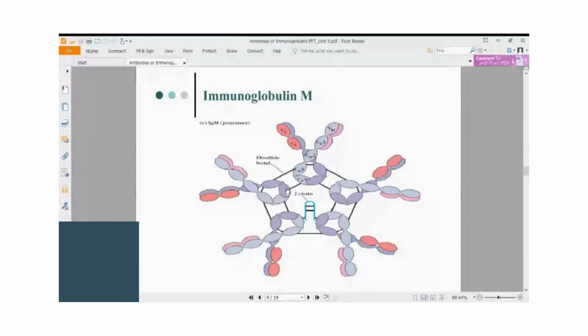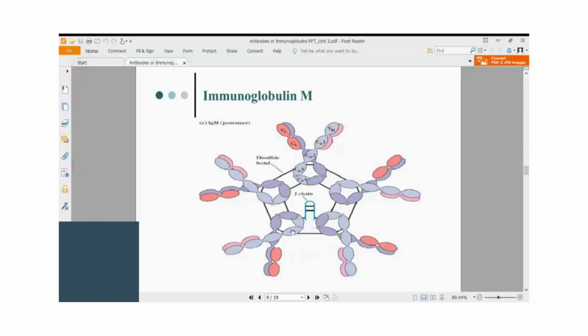Okay, so there is one J chain. What is this J chain? The J chain is the joining chain. As the IgM molecule is produced by the B lymphocyte, it will appear as a monomer. It is not synthesized as a pentamer. It will come out of the B lymphocyte, secreted out as a monomer.